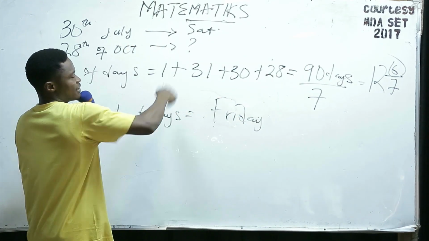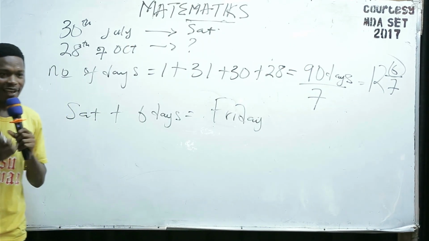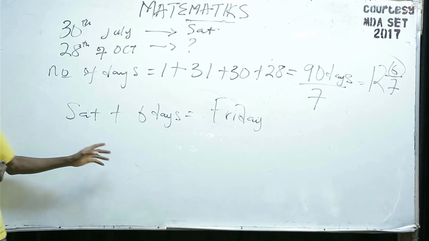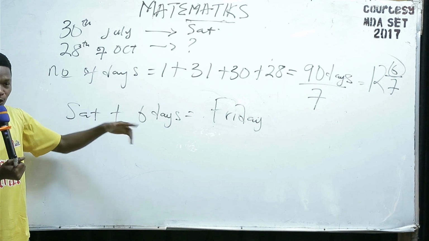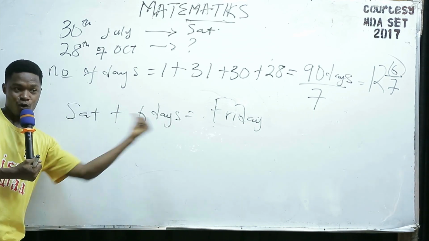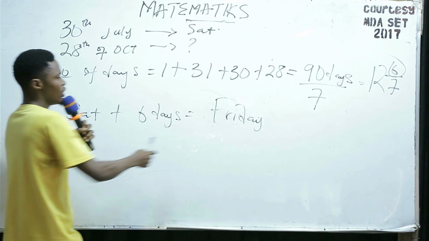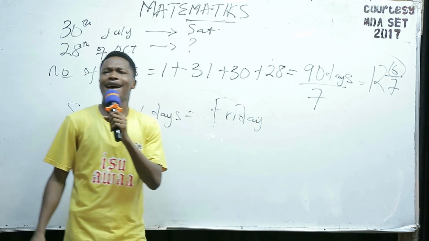Or you can just go anyhow you want to go. But what I did was, I said, okay, I know that the next 7 days will also be a Saturday. So they said 6 days. I can just go minus one. So that is Friday. You got that answer. Clap for yourself.